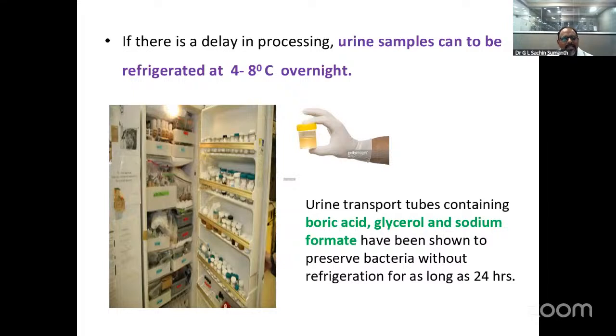And if there is a delay in processing of urine samples, it can be stored in the fridge for up to 24 hours at 4 to 8 degrees centigrade, not in the deep fridge, but normal 4 to 8 degrees. You can store it overnight. Urine transport tubes containing boric acid, glycerol, and sodium formate have been shown to preserve the bacteria without even refrigeration for a period of 24 hours.